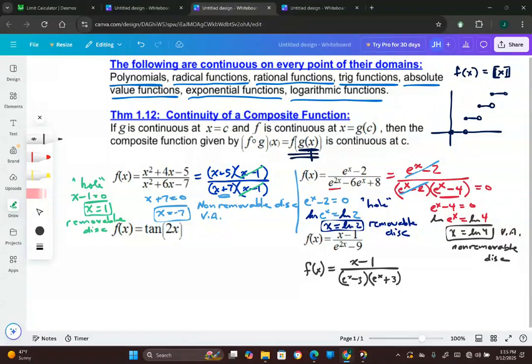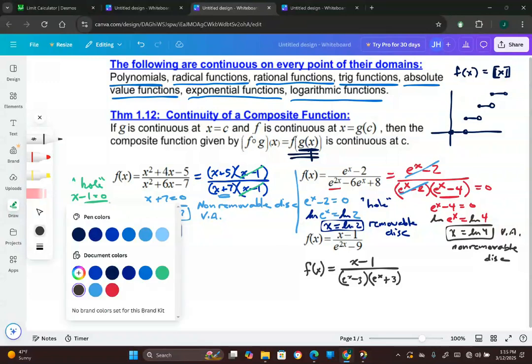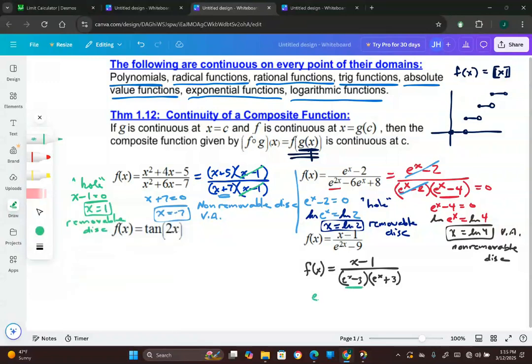So in this problem, I'm not going to have a hole. If I set this factor right here, e to the x minus 3, equal to 0, I'm going to get e to the x equals 3. And how do I solve that? I take the natural log of both sides. I get x equals the natural log of 3. Now, since this was not removed, this is a vertical asymptote. This is a non-removable discontinuity.